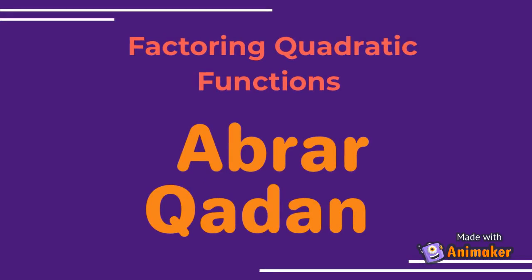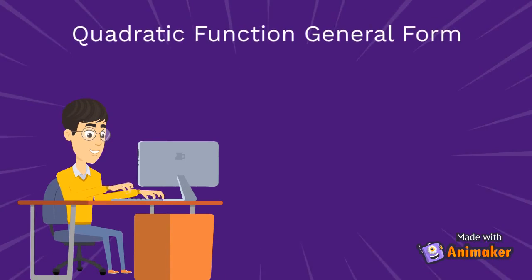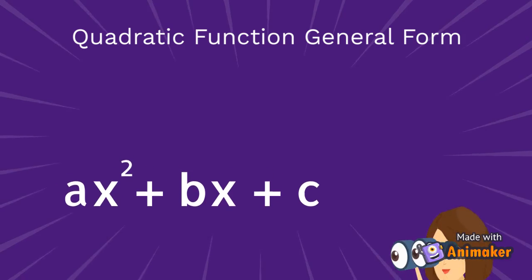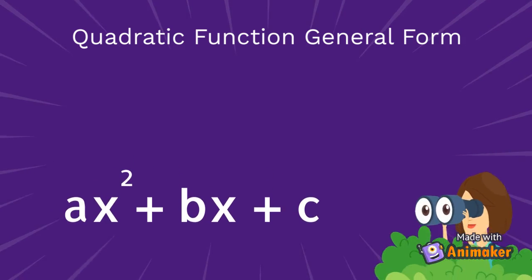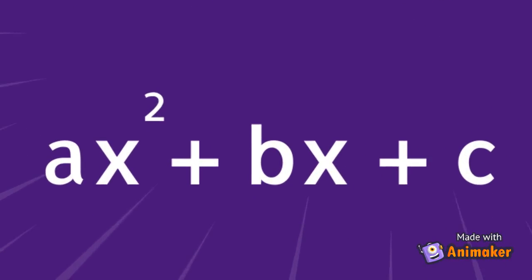Factoring quadratic functions. This is our subject for today. The general form of a quadratic function is given by ax squared plus bx plus c. So a, b, c are real numbers. C is the last term, which is constant.